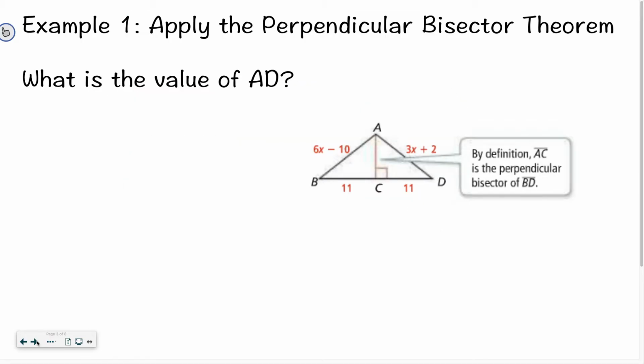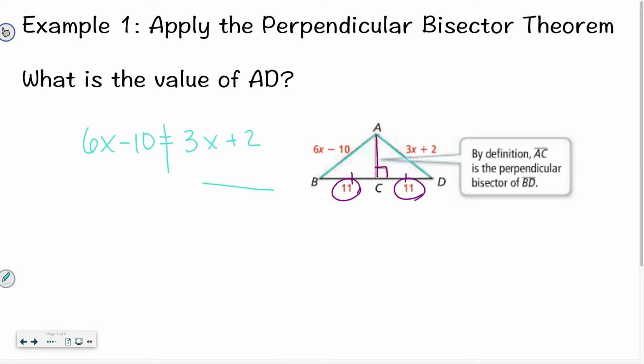All right, so if we want to find the value of AD using the perpendicular bisector theorem, since we have this line going through right here and it gives us that right angle symbol, that means that it's perpendicular, and we have 11 and 11, so we know that these two sides are congruent. That means that AB is congruent or equal to AD. So I can say 6x minus 10 equals 3x plus 2.